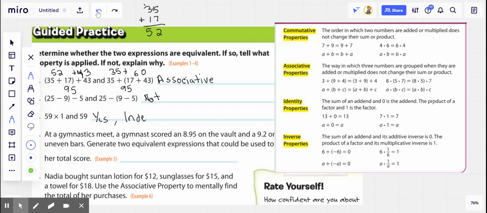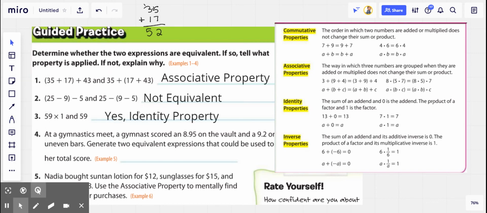That's horrible. Identity property. All right, I had to clean up a little bit. Okay, so let's look at number 4.